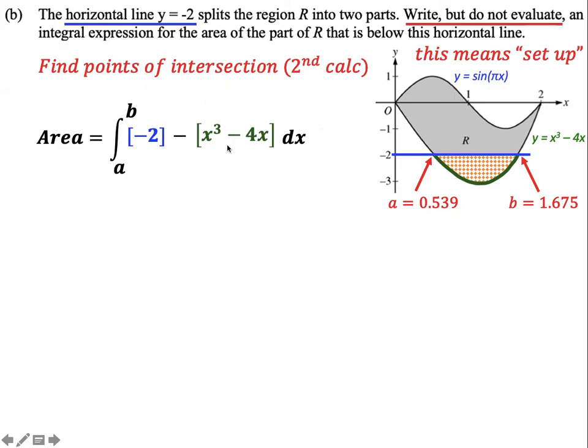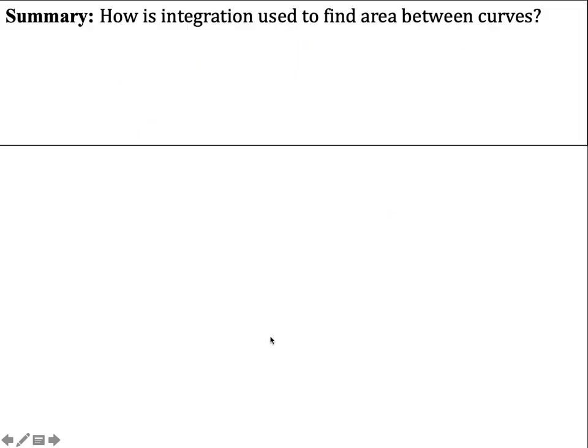This is the write the expression, but do not evaluate it. So that's all we have to do for that problem, just the setup, and we're done. If you wanted to do an fnInt on this, the answer would be 0.811, if you just wanted to check your ability to calculate the correct answer.